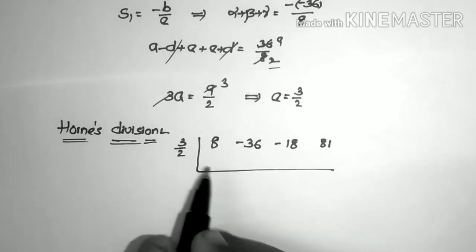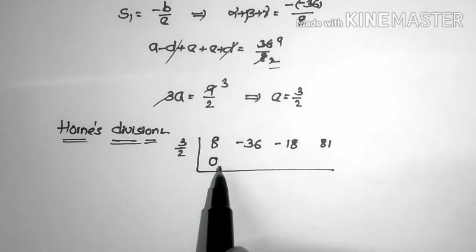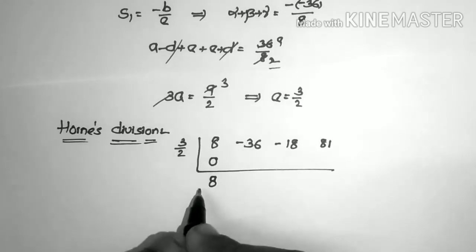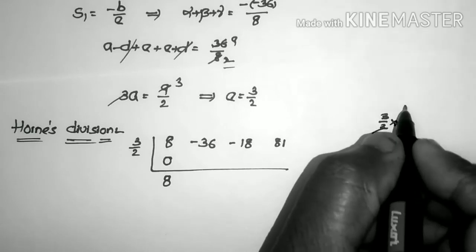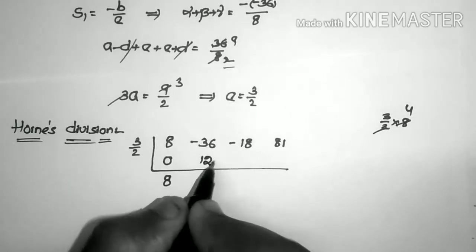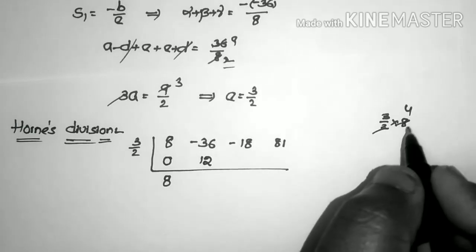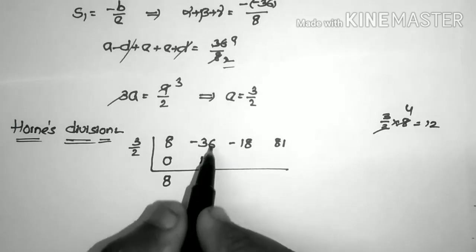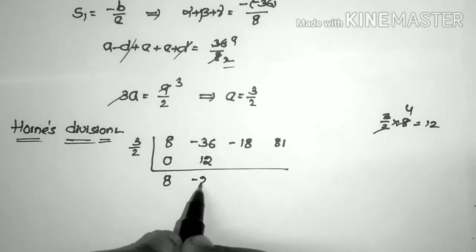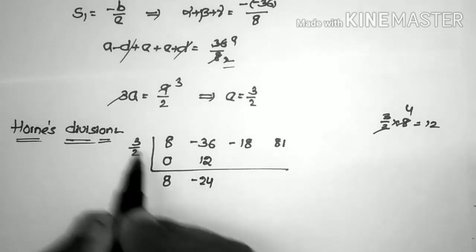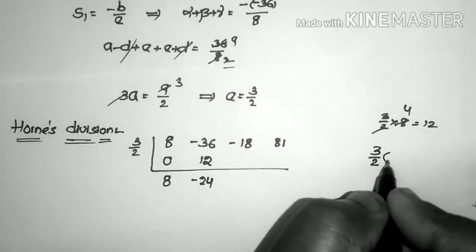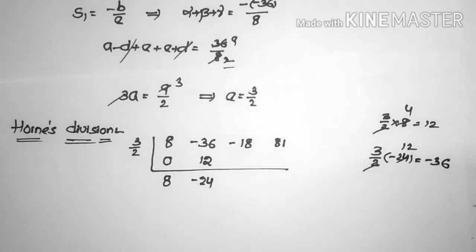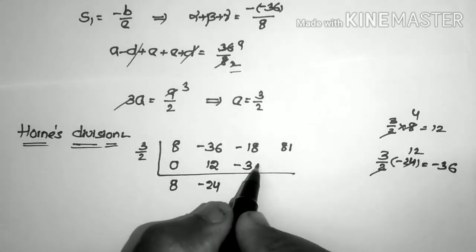First I take that 0 here. 8 plus 0 is 8. Now taking the product of these two numbers, 3 by 2 into 8, cancelled by 4, 3 fours are 12. So this is equal to 12. Now minus 36 plus 12, add the two numbers, we get minus 24. Now the product 3 by 2 into minus 24, cancelled by 12, 3 into minus 12 is equal to minus 36.